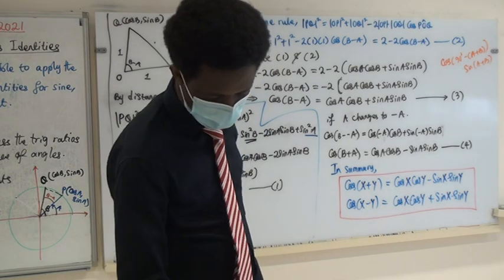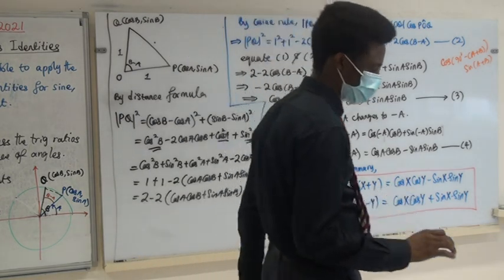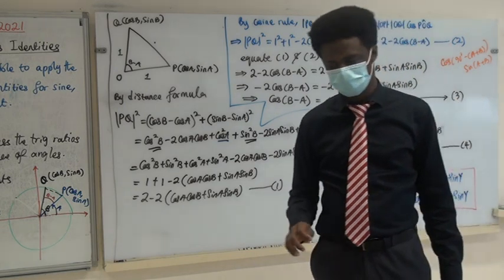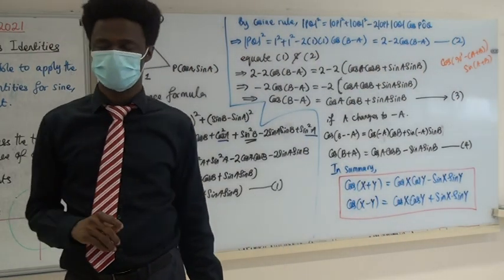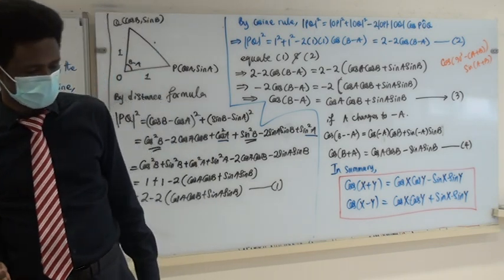So if the answer is in degree, you write in degree. If the answer is in radian, you write in radian. So don't change it. 90 degrees is pi over 2. So the question says sine pi over 2, then you write sine 90 degree because it's the same thing.